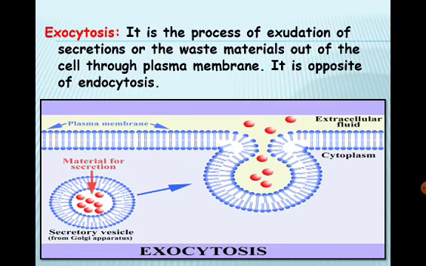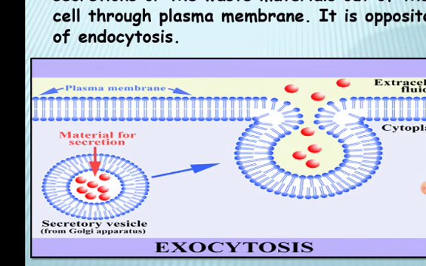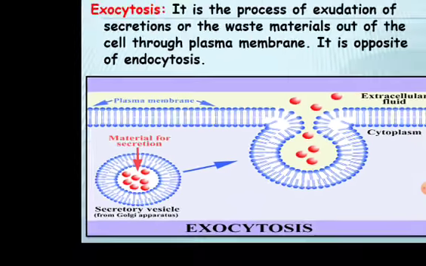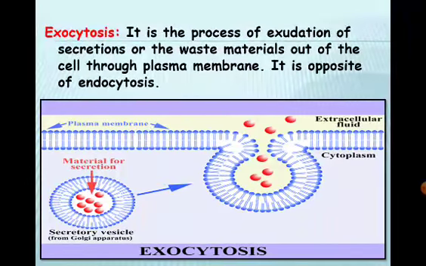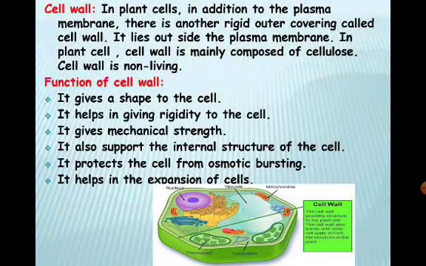As you can see in this diagram here, materials are secreted inside the cell and ultimately thrown out of the cell. Okay, so this is called exocytosis or cell vomiting. Okay, then the most important structure in plant cells, and maybe also in fungi and protista, is the cell wall.